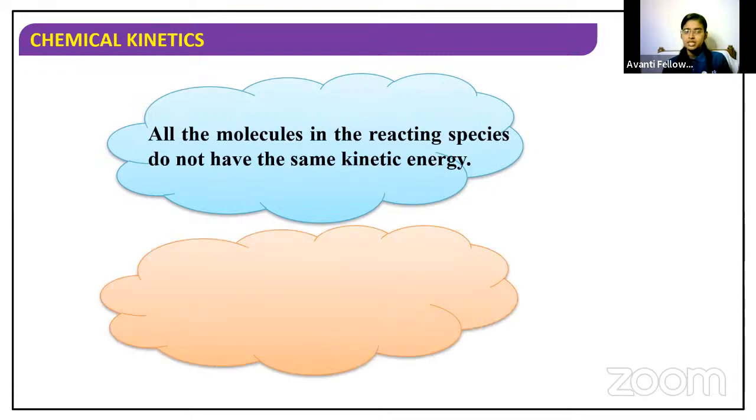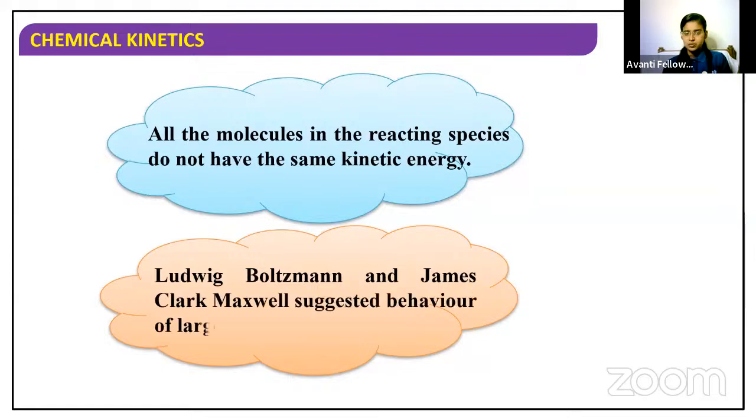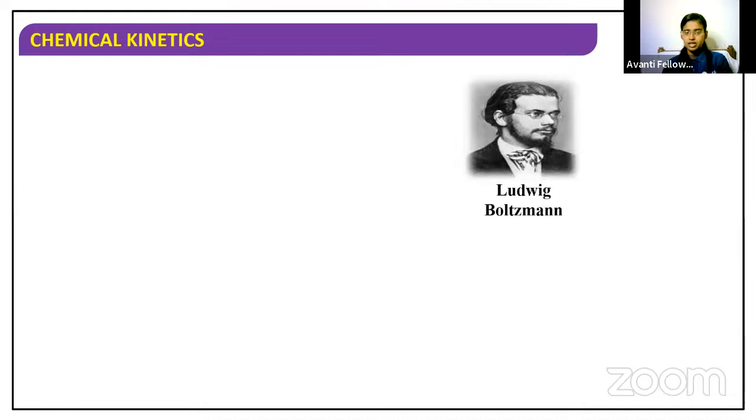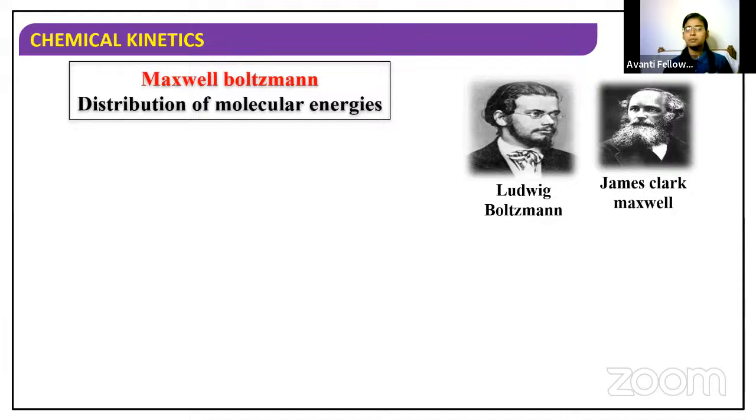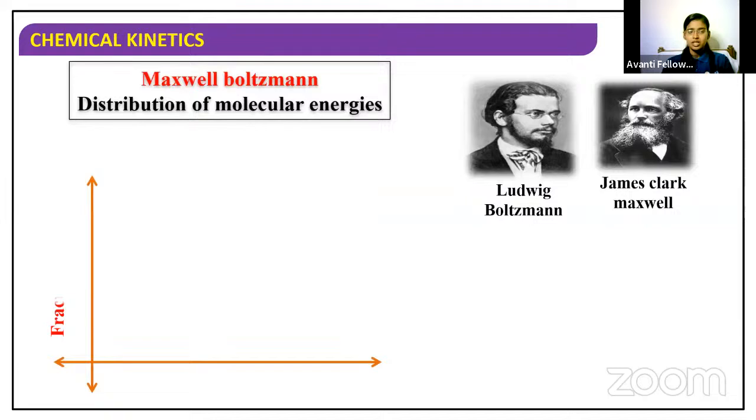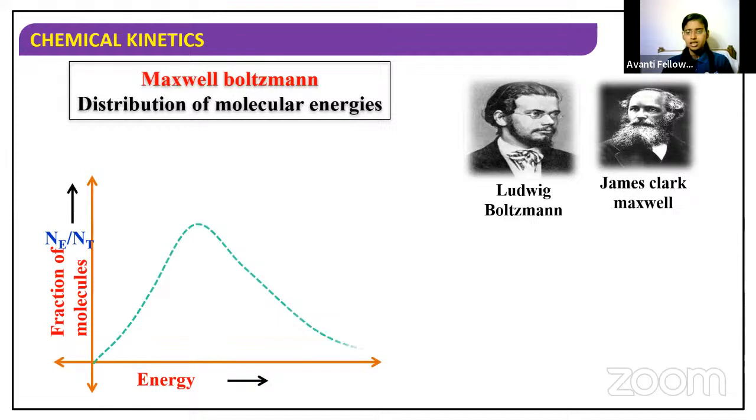Okay. So two scientists, Boltzmann and Maxwell, suggested the behavior of a large number of molecules. Now let's see their concept. Yesterday I showed you the Boltzmann and Maxwell picture. So here the topic is the Maxwell-Boltzmann distribution of molecular energy. Here we are going to see a graph. On the y-axis we are taking the fraction of molecules, which is Ne by Nt, and on the x-axis we are taking the energy. First of all, I am getting a curve like this.